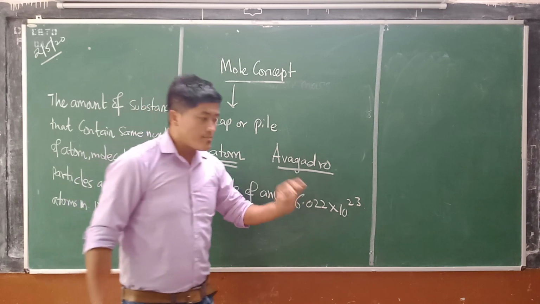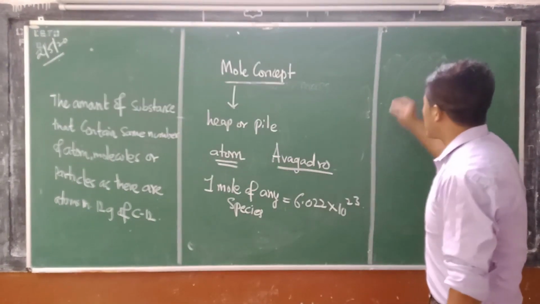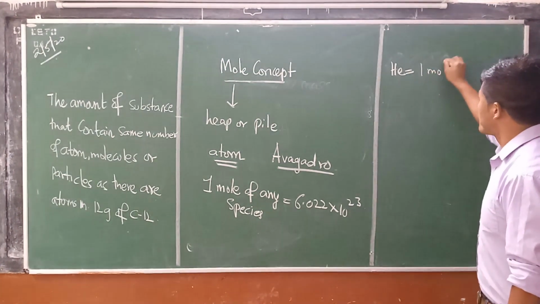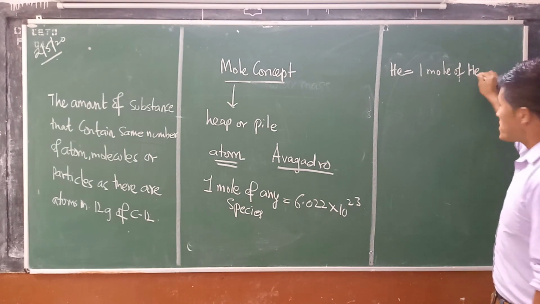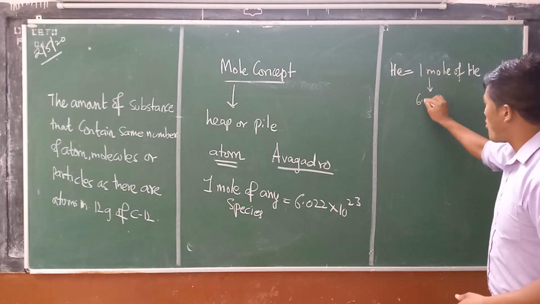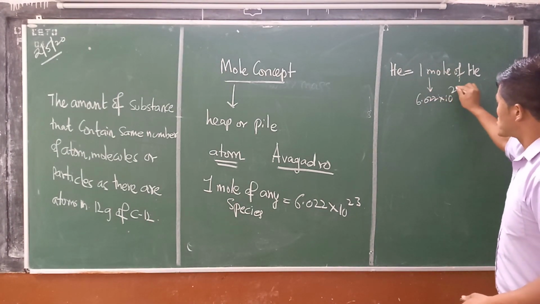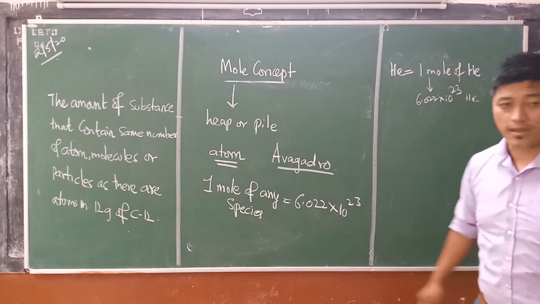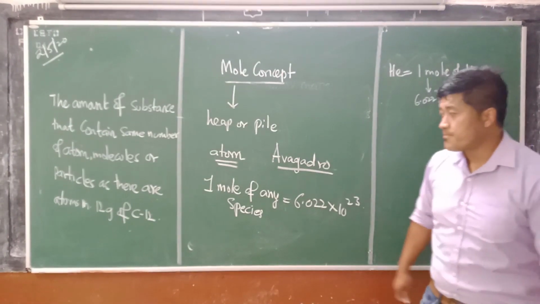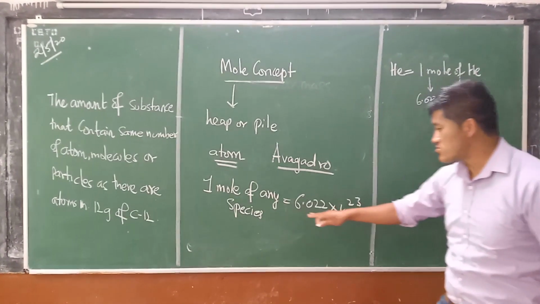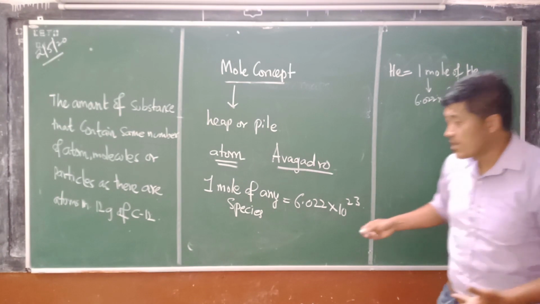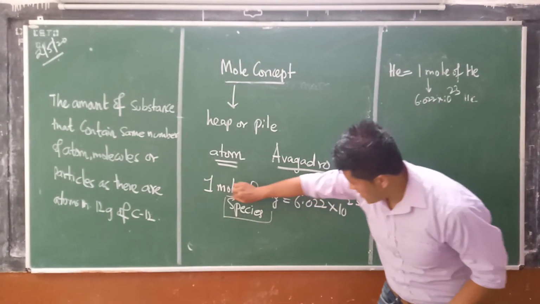Is that clear? Now let's talk about, let's say, helium. If I say 1 mole of helium, we can conclude that in that particular 1 mole there are 6.022 into 10 raised to power 23 helium atoms. Is that clear? So keeping all of this in mind, what we need to understand is that 1 mole of any species is equal to 6.022 into 10 raised to power 23 number.